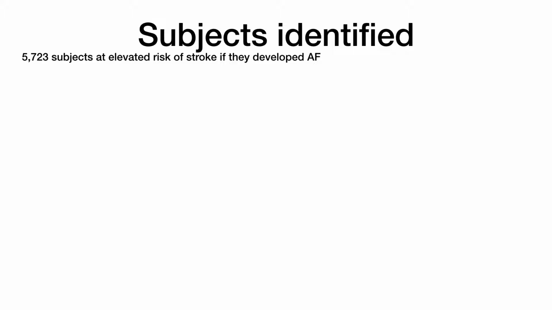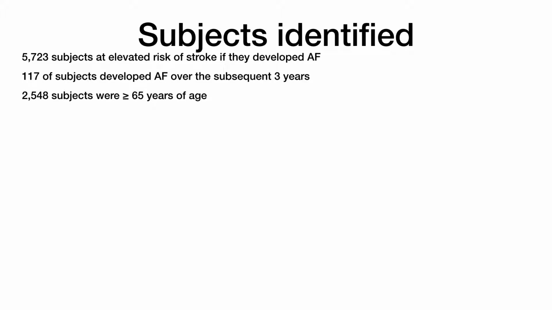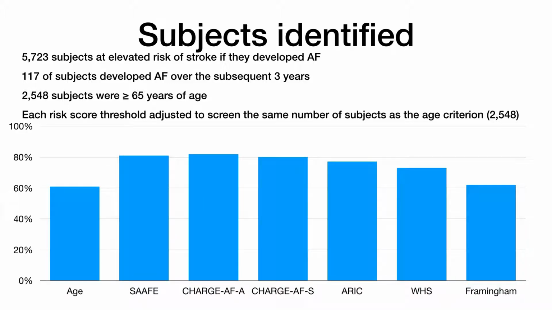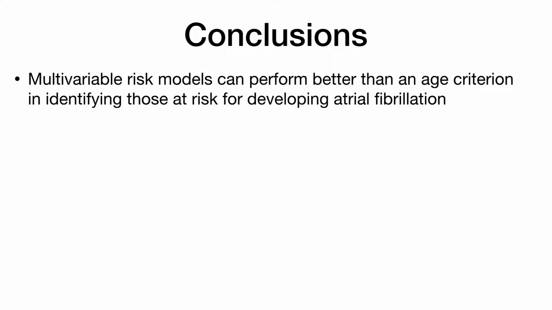5,723 of the subjects would be at elevated risk of stroke if they developed AF. A total of 117 of these developed AF over the following 3 years. 2,548 of the subjects were 65 years of age or older. The thresholds of the risk scores were adjusted so that each would screen the same number as the age criterion. This graph shows the results as a percentage of those who developed AF identified. 4 of the models, including SAAFE, performed significantly better than age alone.